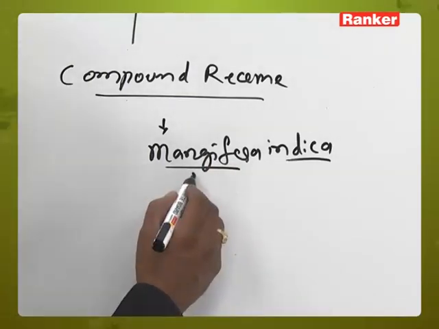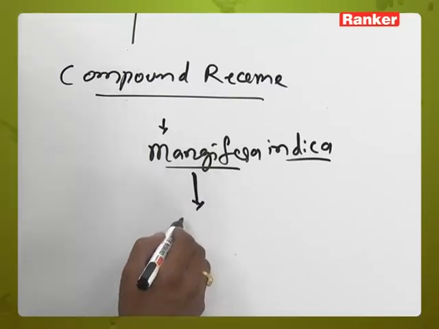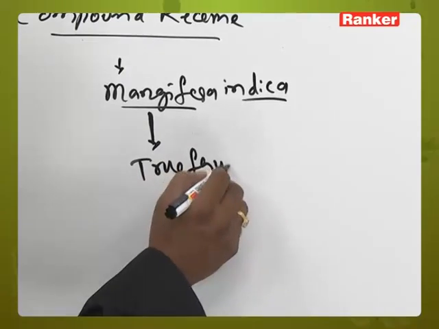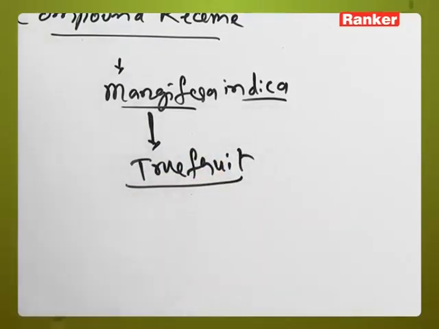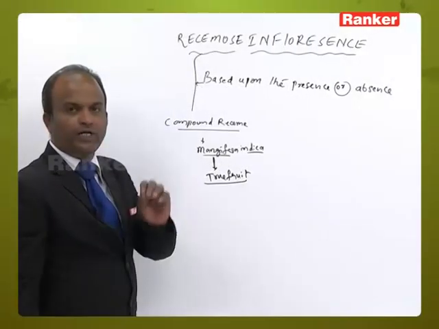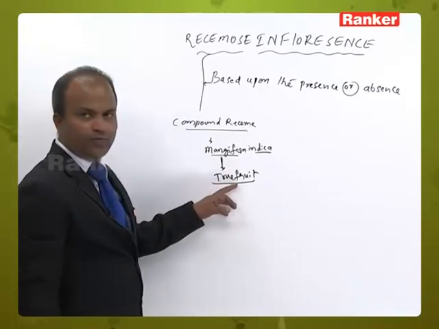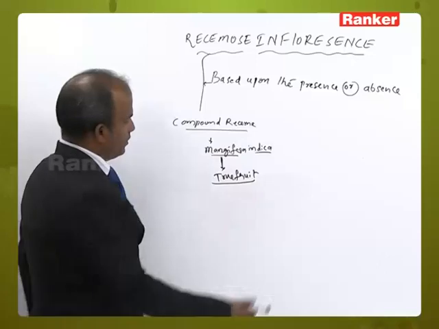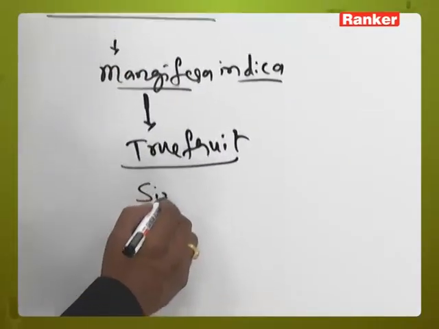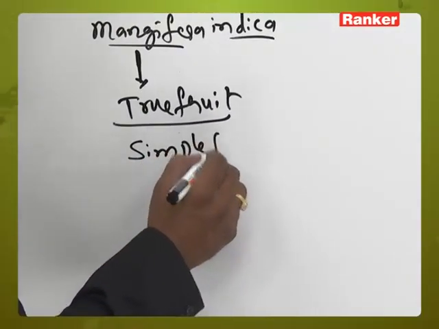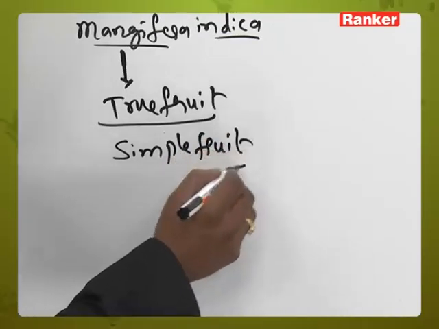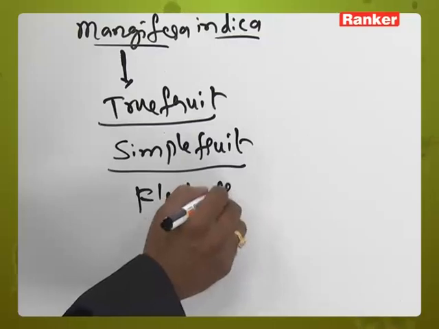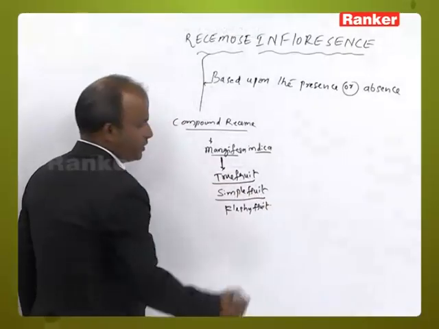This Mangifera indica is one of the true fruits. Can you tell me why it is called a true fruit? Because when the fertilized ovary develops into fruit, that type of fruit is called a true fruit, and it is one of the simple fruits, and it is one of the fleshy fruits.